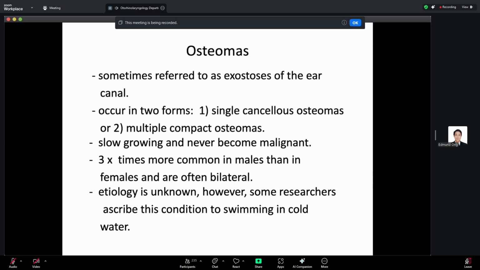Osteomas usually occur singly, and it's not bilateral, and it's not associated with exposure to cold water. So just bear that in mind: exostoses are multiple, bilateral, and associated with cold water swimming. Okay, next slide.